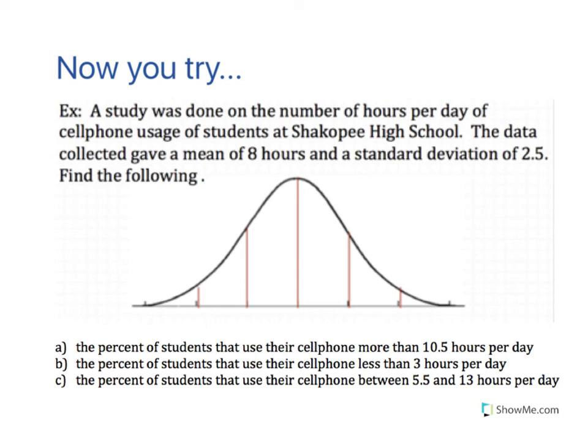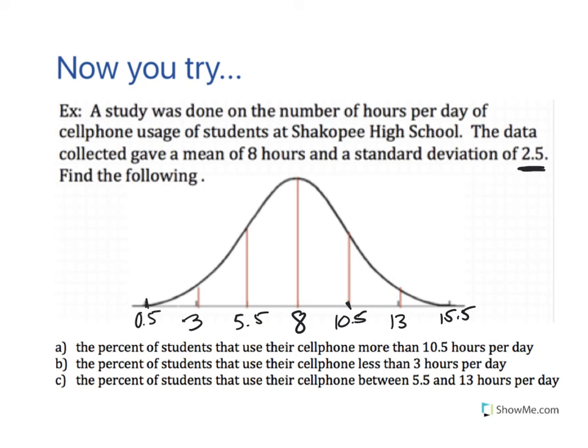So if I give you the mean of 8, we're going to put that smack dab in the middle. So there's our 8. And if the standard deviation is 2.5, then that means I'm going to add 2.5 and subtract 2.5 several times to get my other tick marks. So if I add 2.5, that becomes 10.5 here. Adding 2.5 again gives me 13. Adding 2.5 gives me 15.5. And I'm also going to do the other direction. Subtracting 2.5 from 8 gives me 5.5. Subtracting 2.5 again gives me 3. And subtracting 2.5 gives me 0.5.